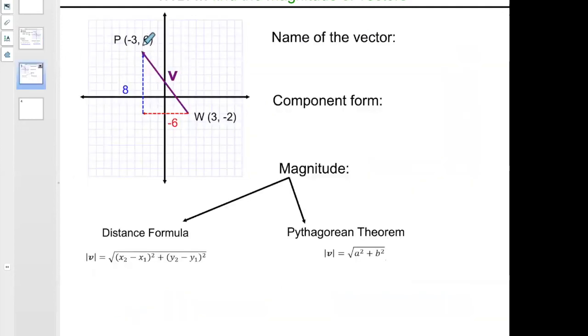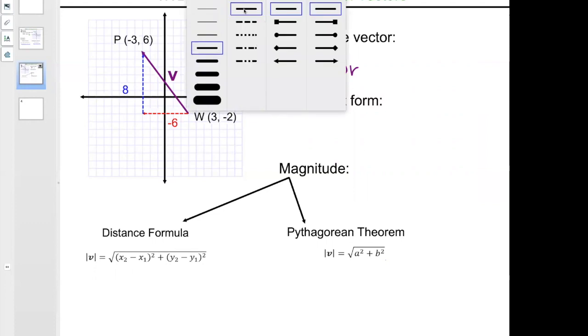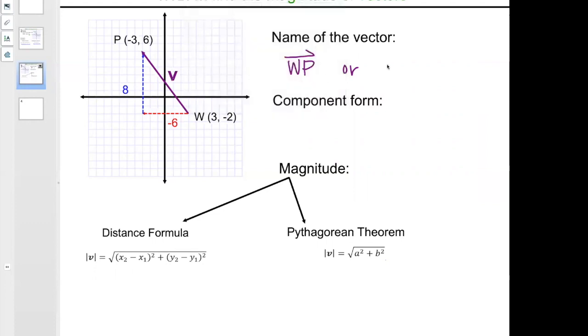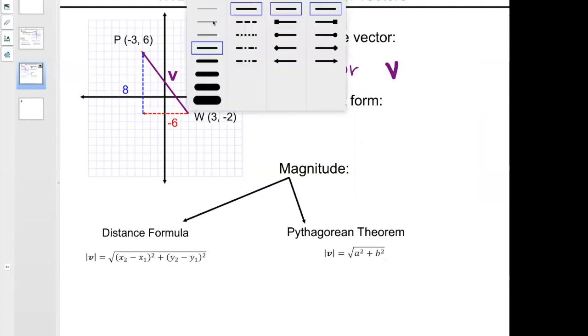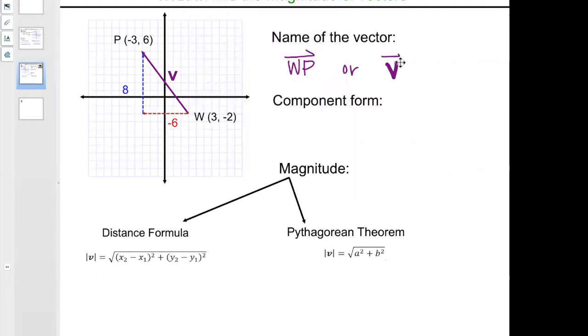So let's take a look at actually finding the magnitude of this vector. First, let's do a little bit of review and name the vector. You can name the vector two different ways. Using its initial point and terminal point, the initial point is W and the terminal point is P, so this would be vector WP with that little half arrow on top of it. Or when you have a bolded lowercase letter, you can name it using that, so we could also call it vector v in this case. Either one is totally fine.